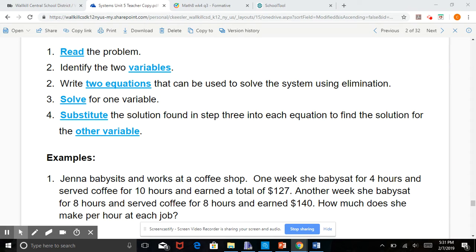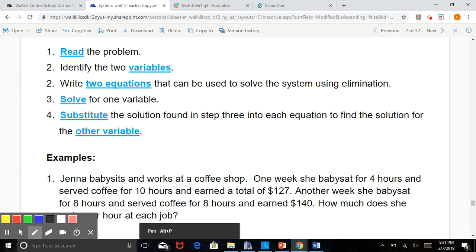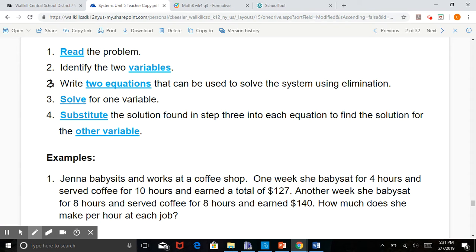So today we're going to be using systems of equations written in standard form to solve real-world problems. Our steps to do this are to first, obviously, read the problem. Second, identify the two variables. Third, write two equations that can be used to solve the system using elimination.